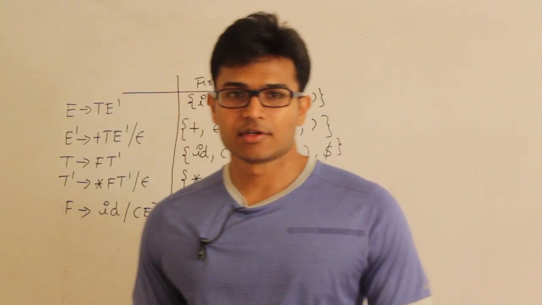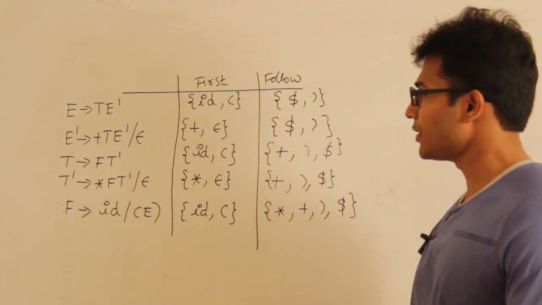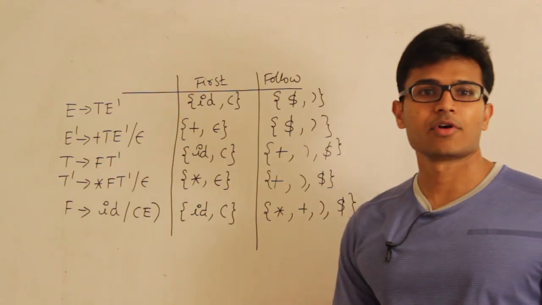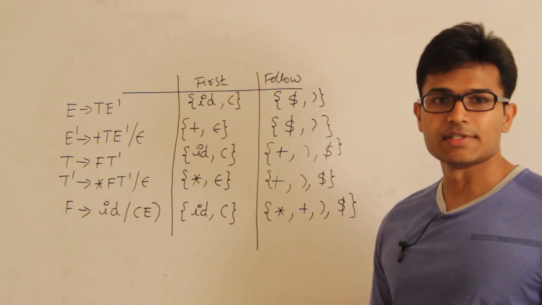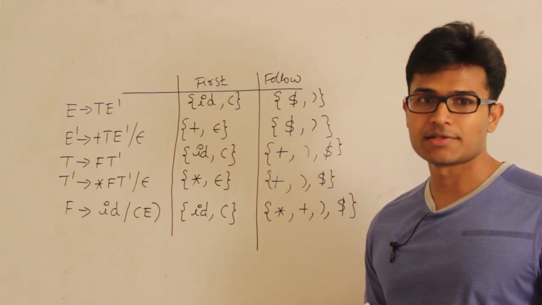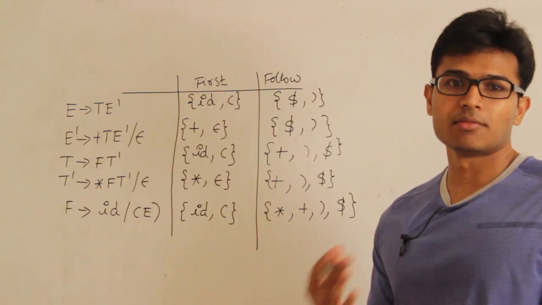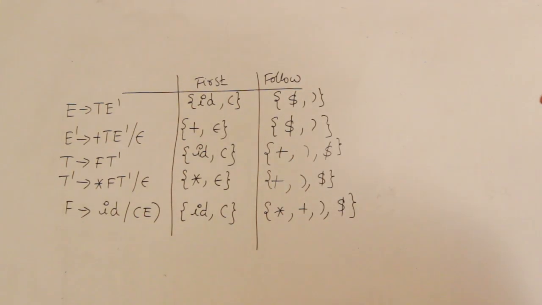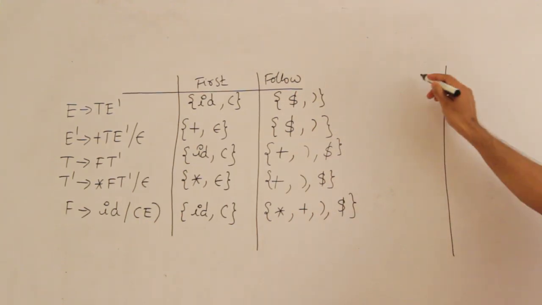So we shall see an example of this grammar. Just now we have seen this grammar already, how to find out the first and follow for the same grammar. Now what is important is, why are we doing this first and follow? Previously we have seen that in order to construct the LL1 parser, we need the LL1 parsing table itself, right?